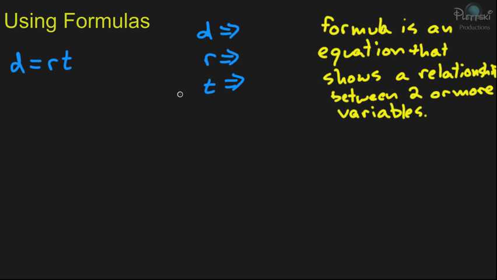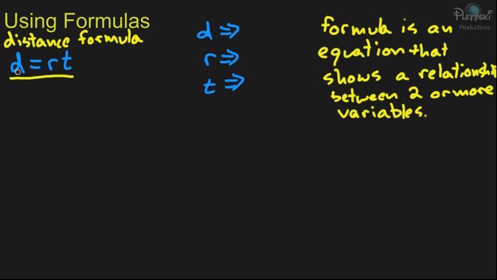Okay, now the formula we're going to look at here is D equals RT. And this is otherwise known as the distance formula. It's what we use to find out how far something has traveled given a couple variables.